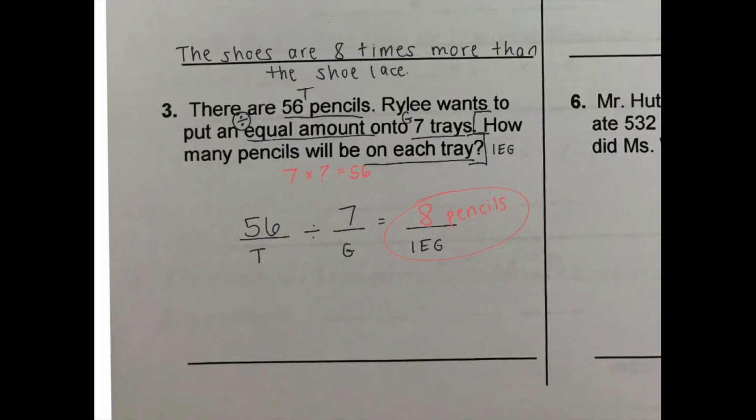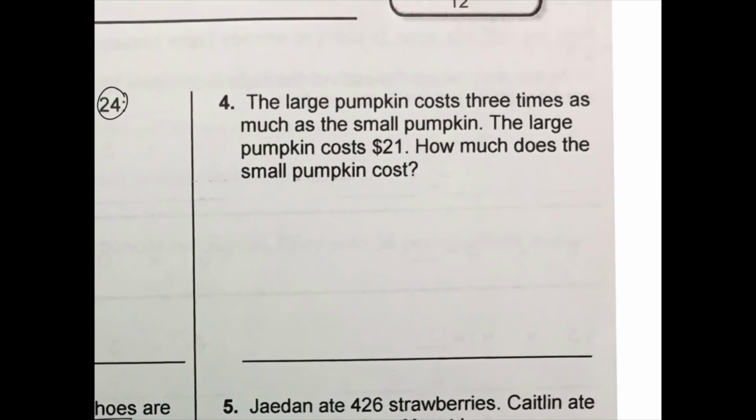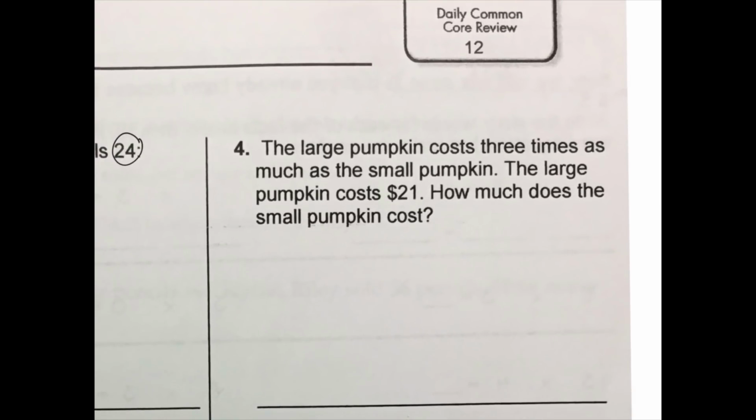Okay, complete sentence answer. There will be 8 pencils on each tray. We are halfway done. Let's look at number 4. Another UPS one. Let's read and visualize.